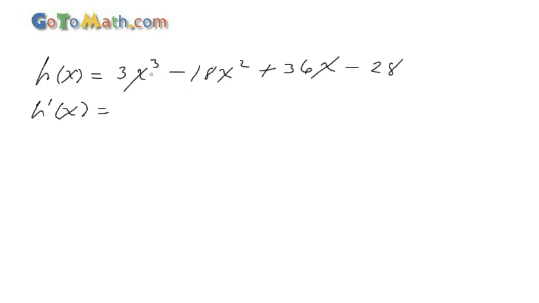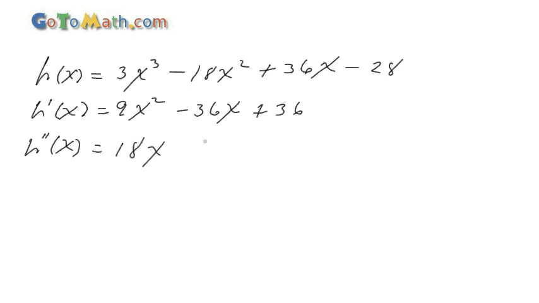So what we'll want to do is take the derivative, and so we end up with 3 times 3 is 9x squared minus 36x plus 36, and then we're going to take the derivative again. H double prime of x, 2 times 9 is 18x, and minus 36. And then what we'll do is set it equal to 0 and solve for x.